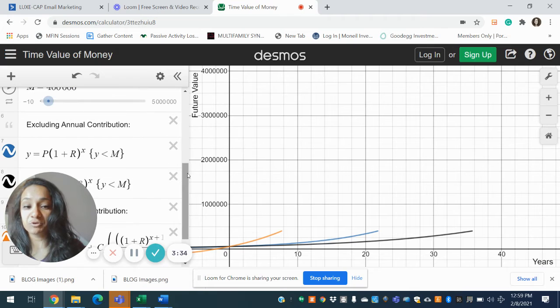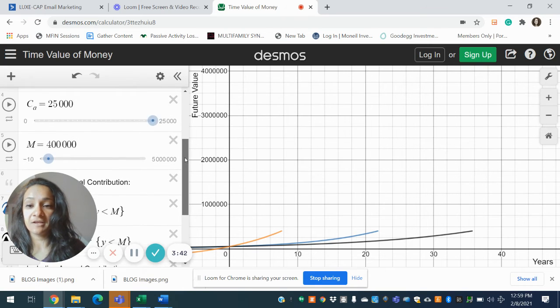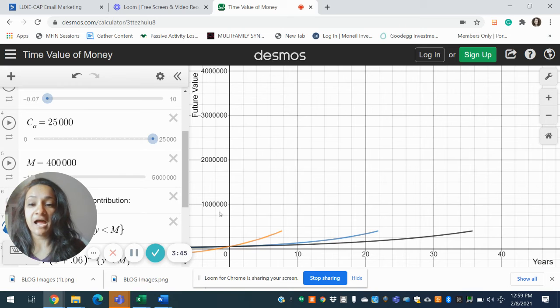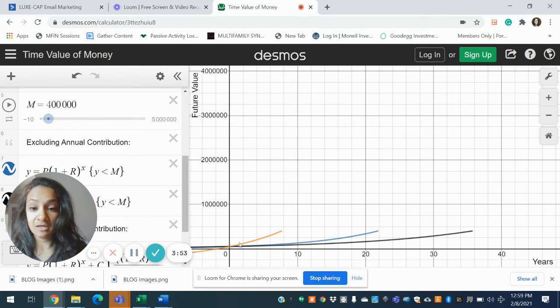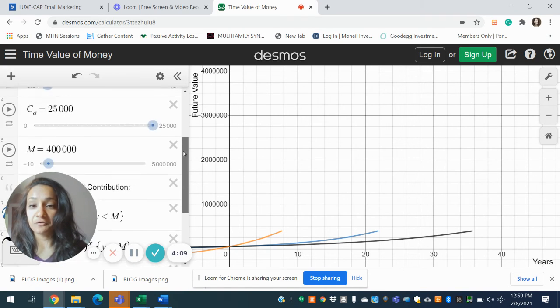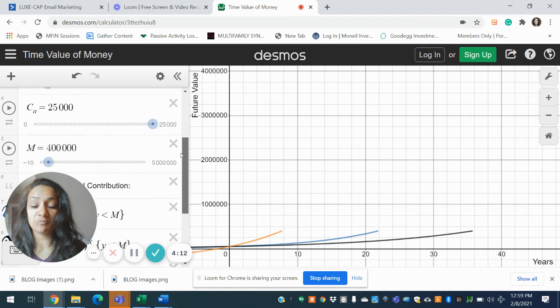We are now going to look at this blue line. So this blue line is excluding the annual contribution. So if you don't put in that extra $25,000 a year, then how long will it take to get to $400,000? So let's just look at this so far. The orange line is it's going to take about 7 years to get to $400,000. And the blue line, it's going to take 22 years. So if you already have kids, then that's probably not going to work if you only have $50,000 invested and can't add any more to it.